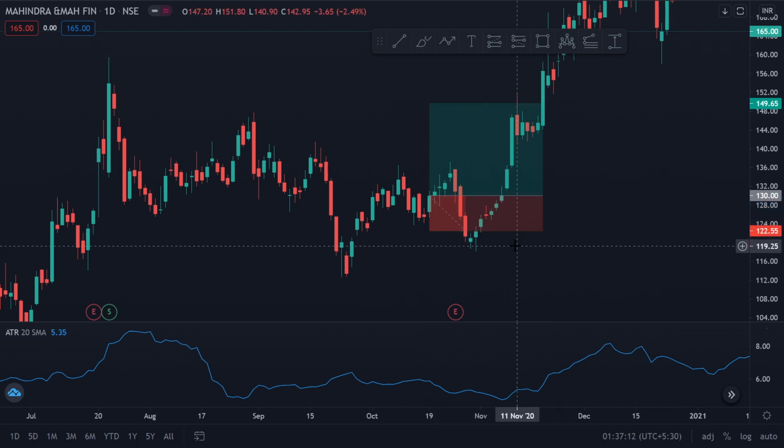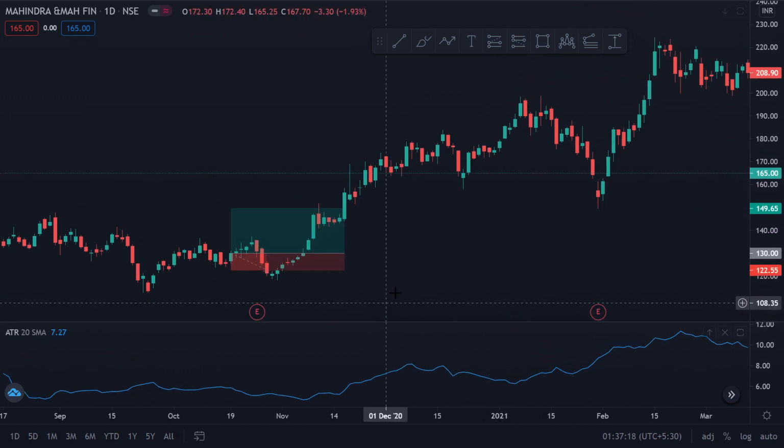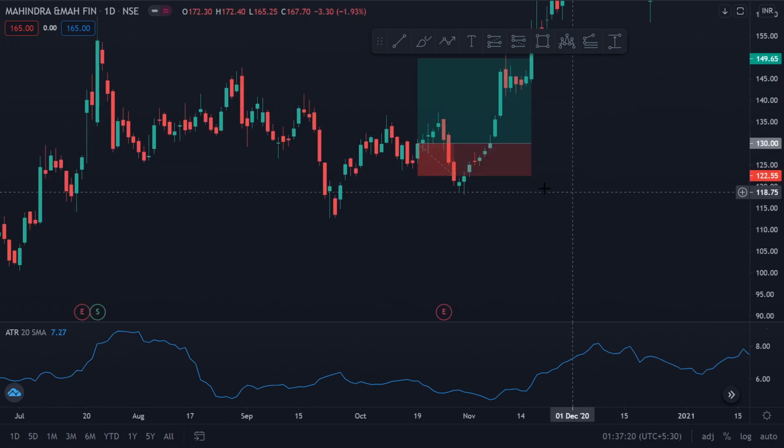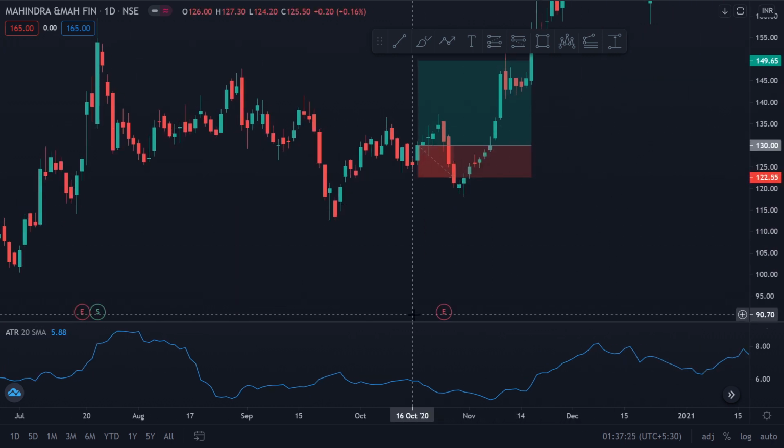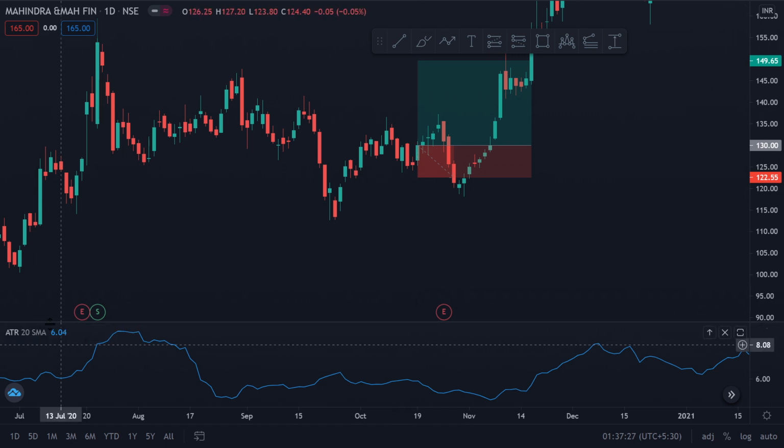You can see that price came down, hit my stop loss, moved a little further and then reversed again, and you can see the movement after that. So how do I avoid this stop loss hunting? Again, same thing, my ATR value right here. The ATR value is displayed on the left here.